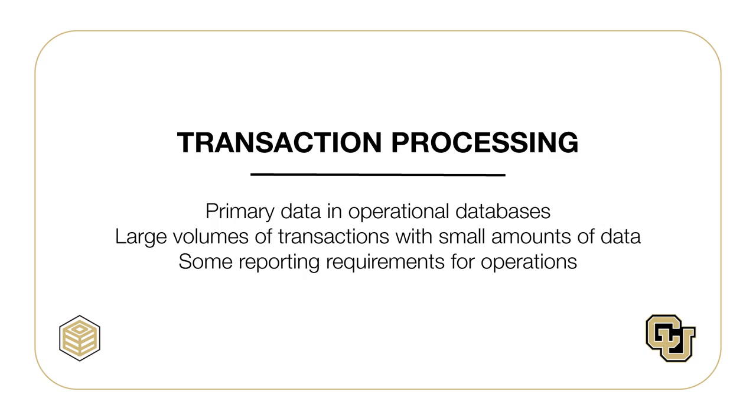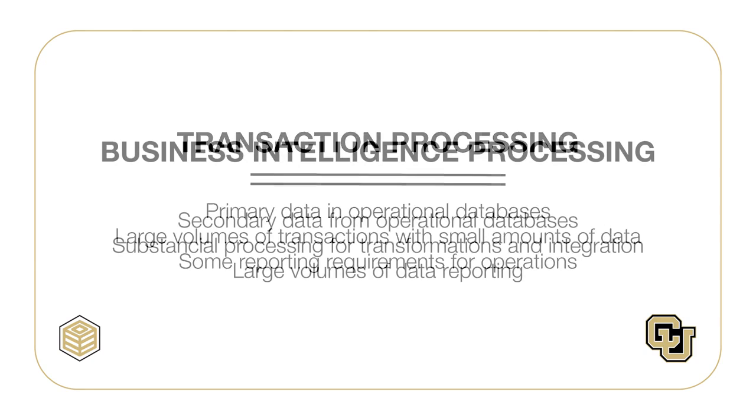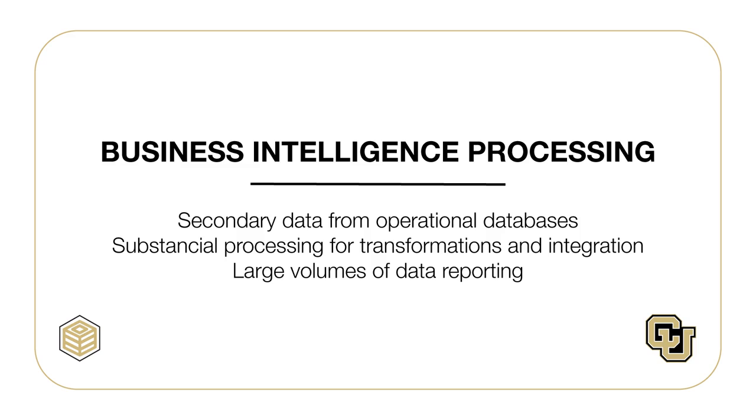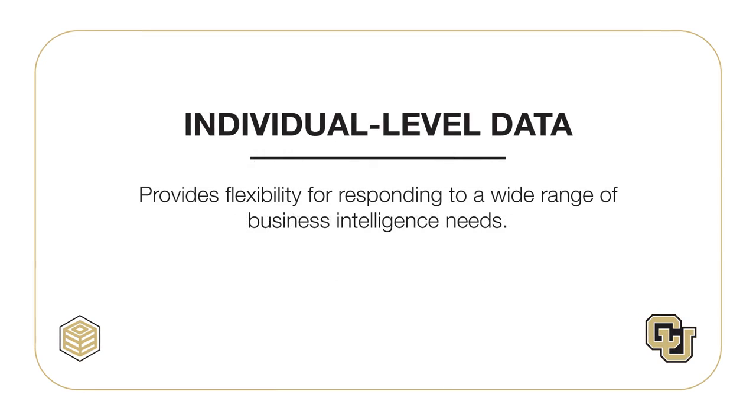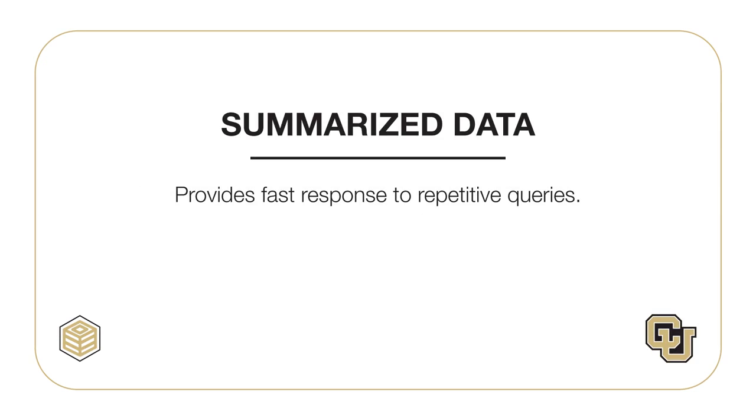Transaction processing relies on operational databases with current data at the individual level, while business intelligence processing utilizes data warehouses with historical data at both the individual and summarized levels. Individual level data provides flexibility for responding to a wide range of business intelligence needs, while summarized data provides fast response to repetitive queries. For example, an order entry transaction requires data about individual customers, orders, and inventory items, while a business intelligence application may use monthly sales over a period of several years.